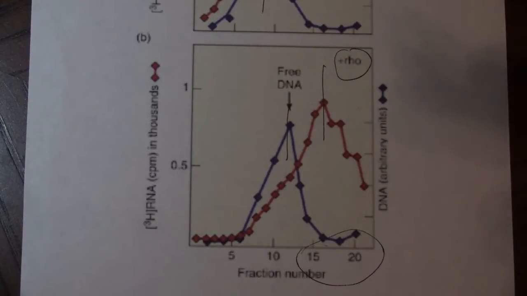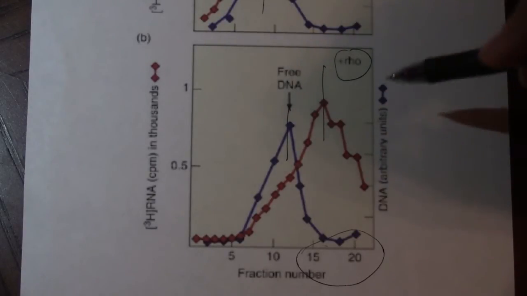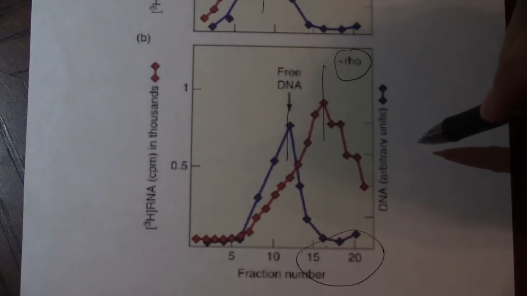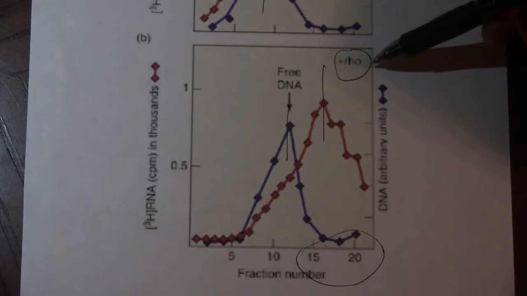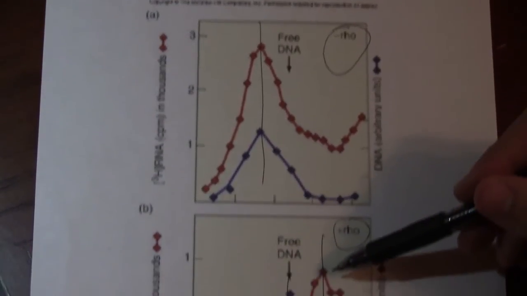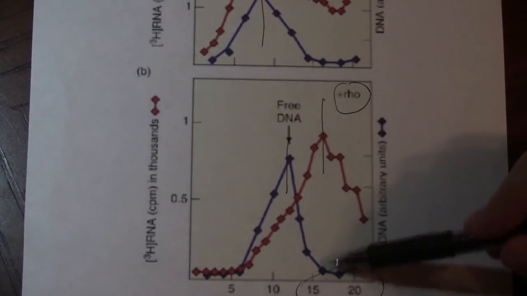From this, what can we conclude from the figure? Well, first, in the presence of Rho, RNA release from the DNA template increased. This can be seen by the differing RNA and DNA peaks, illustrating independent sedimentation of RNA and DNA. Next, in the presence of Rho, the distribution of the RNA shifted. It went from graph A here to graph B here, probably from about fraction 8 all the way up to maybe fraction 17.